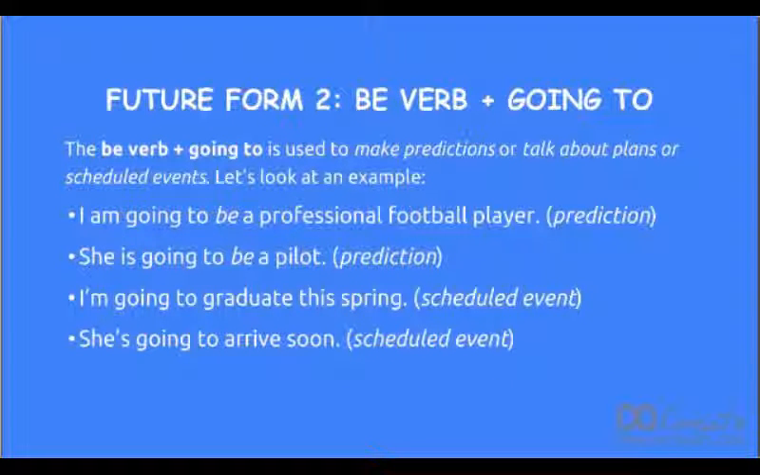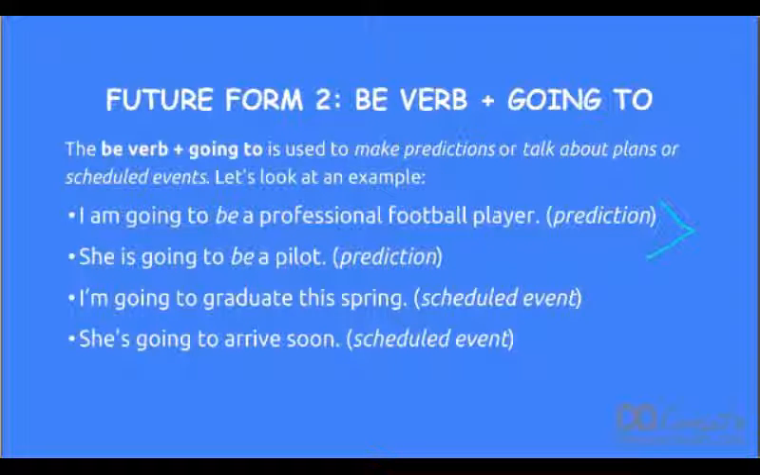The second form we're going to talk about is the be verb plus going to. This form is used to make predictions or to talk about plans or scheduled events. Let's look at some examples. I am going to be a professional football player. She is going to be a pilot. So these two examples are predictions.